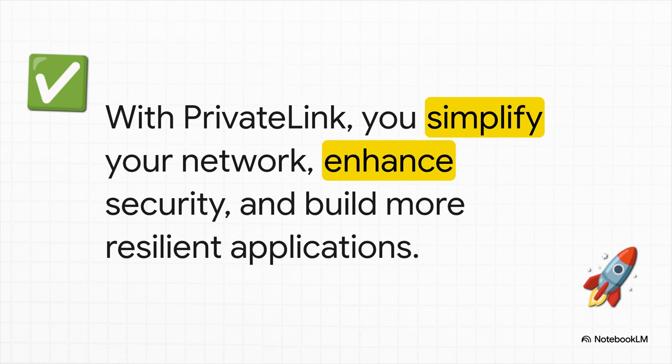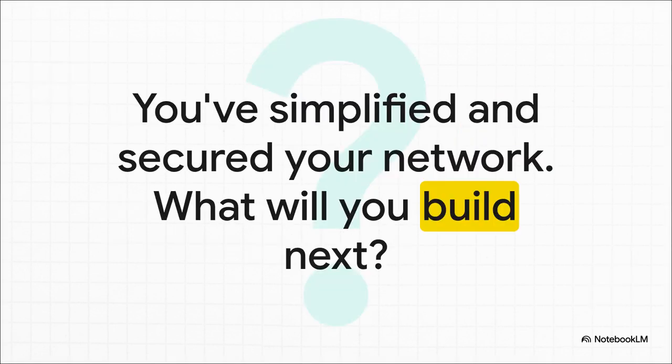So, to sum it all up, AWS PrivateLink is an incredibly powerful tool. It lets you simplify your network architecture, seriously enhance your security posture, and helps you build much more resilient, fault-tolerant applications. It's a win-win-win. By taking all that network complexity and those security worries off the table, you're free to focus on what really matters, building amazing things. So the only question left is, with all this newfound simplicity and security, what are you going to build next?